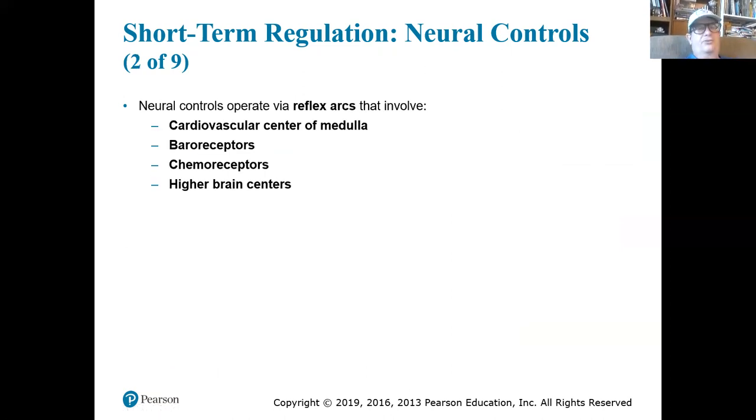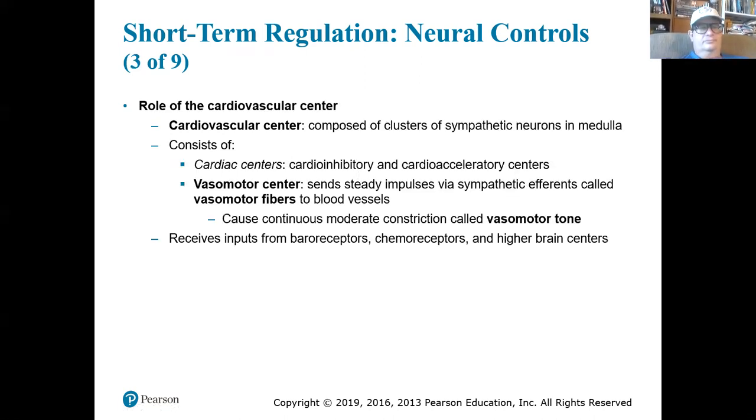So neural controls operate as a reflex arc. The cardiovascular center of the medulla, baroreceptors, carotid arteries is what we're talking about. Chemoreceptors, yeah, higher brain centers. We're about to go through each one of these. So the cardiovascular centers are sympathetic neurons in the medulla, and they're cardio-inhibitory, cardio-acceleratory. You already know the inhibitory, we're sending signals through the vagus nerve.